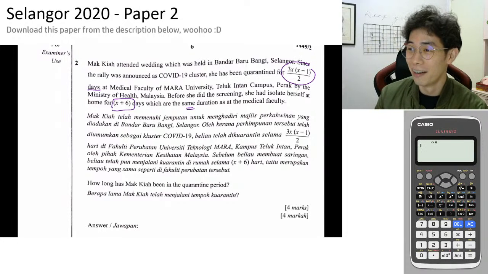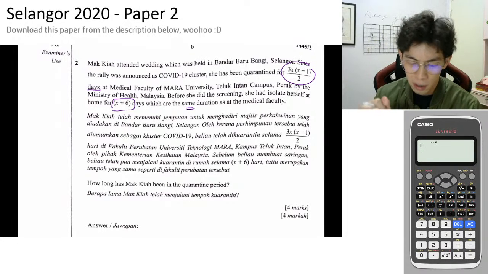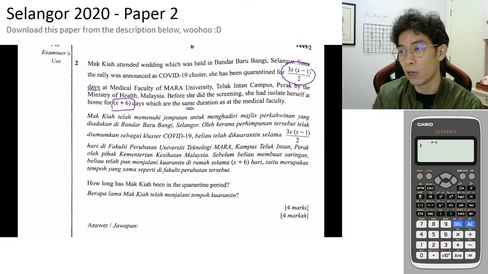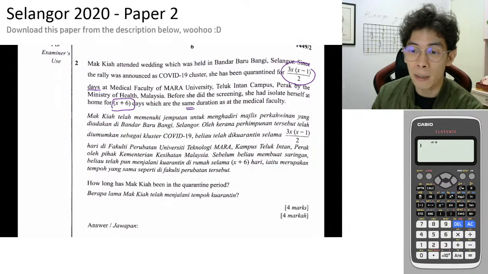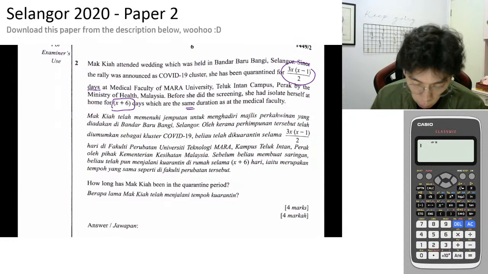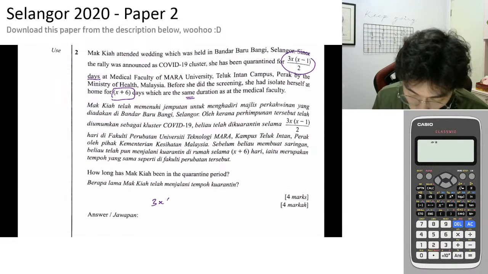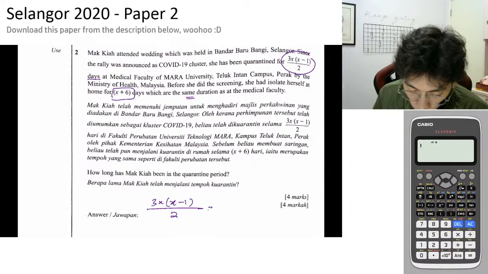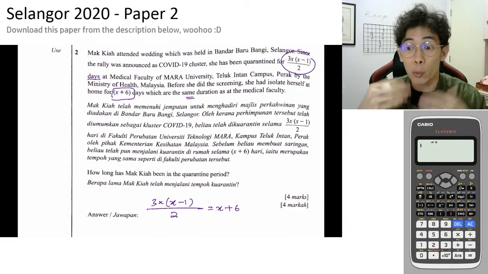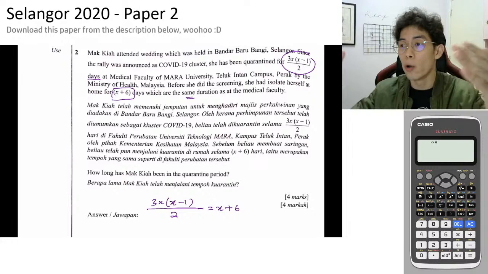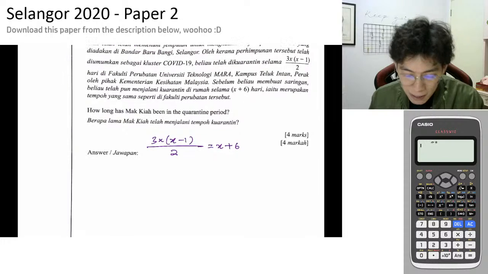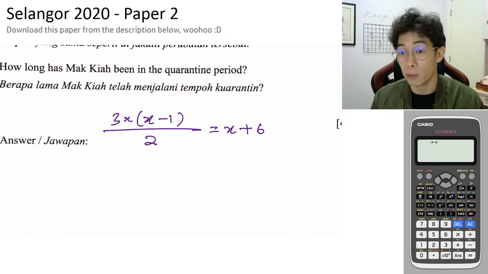Normal only, right? Even a form 4 student, even a form 1 student, they know how to form it, but of course a form 1 student cannot do it because it's related to quadratics. So everyone, same duration, so I'm going to write this: 3x(x-1)/2 = x+6. I'll be writing extra workings in case students need it. If you are strong, you can skip it and go ahead. Once I get this, I get my first mark already because I formed the equation.